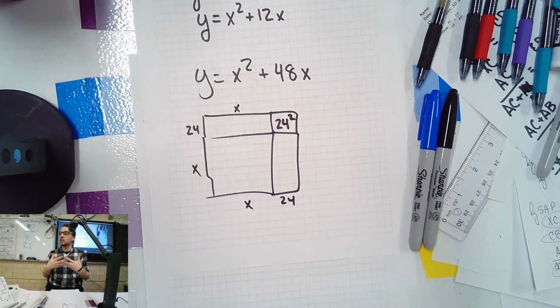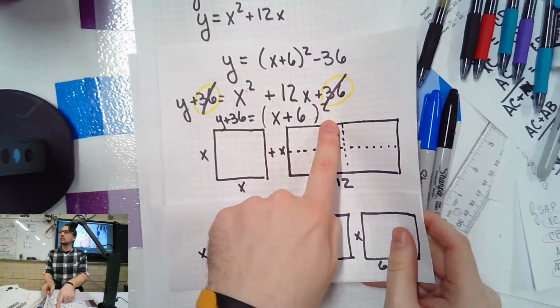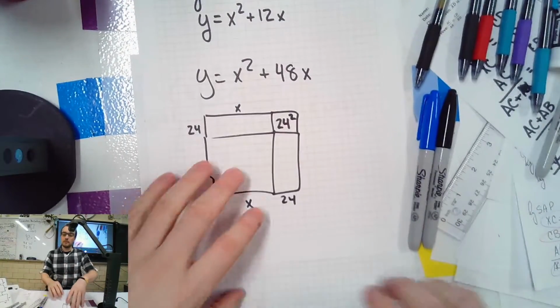And it's going to complete the square so we can write it as something squared, which is what we want in vertex form, right? So let's experiment with that.